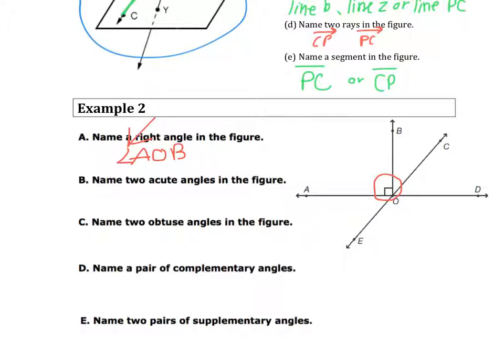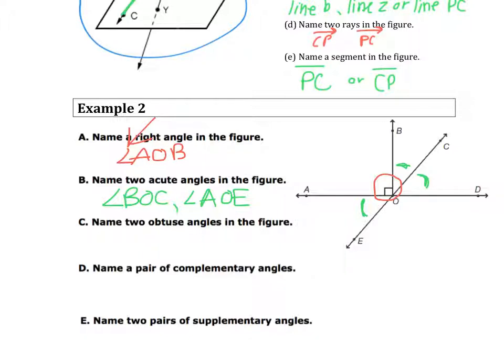Next one, 2 acute. Acute are small angles, smaller than 90 degrees. Like BOC, like COD, and also like AOE. But I only need 2 of them. So I'm going to say angle BOC, and angle, just for fun, I'll do AOE. They have to be less than 90.